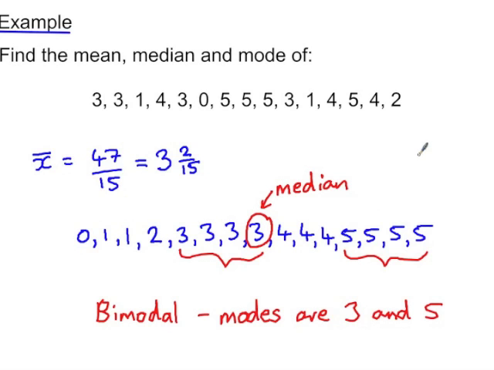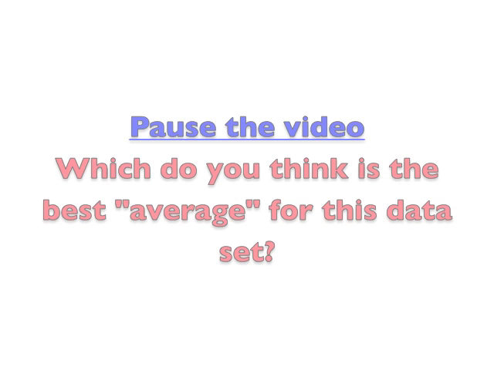A final question might be to ask, which of these three measures of central tendency best represents a typical score from the original data set? Is it the mean, 3 2/15? Is it the median? Or is it the mode, which tells us that the most common values are 3 and 5?